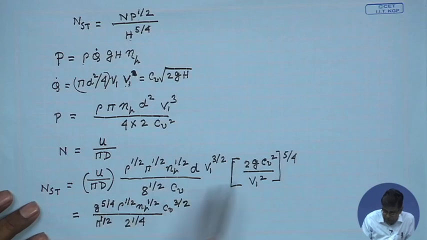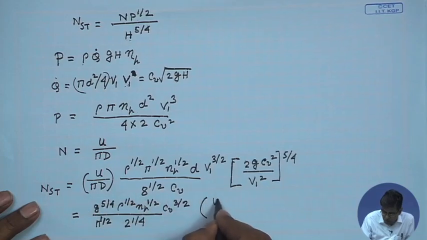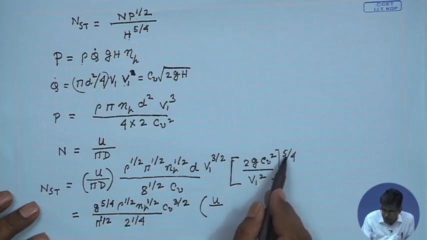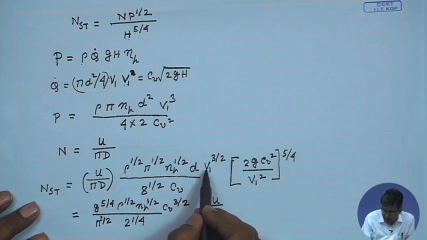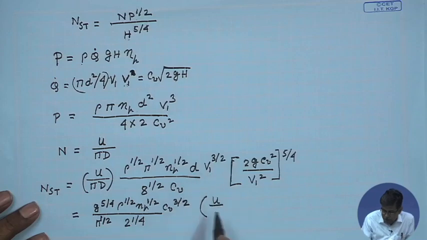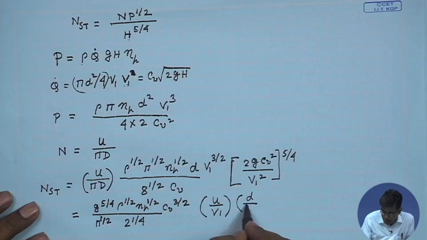So, G has come here, CV we have taken, eta H, rho, pi, then what is left? The left part is u by V1. How V1 comes? V1 to the power 5 by 2 in the denominator, and here V1 to the power 3 by 2. That means there will be only V1 in the denominator, u by V1, and this d and this d will make it d by d.